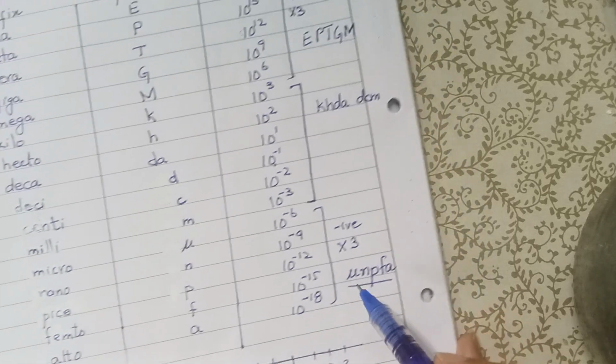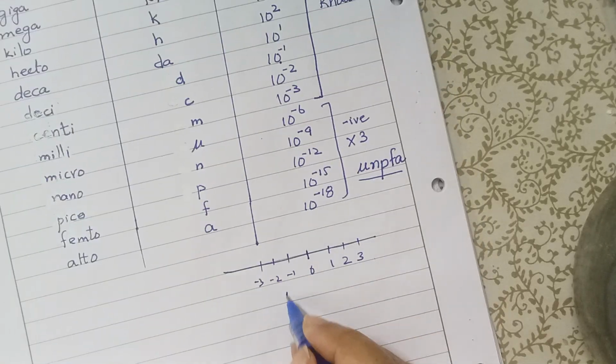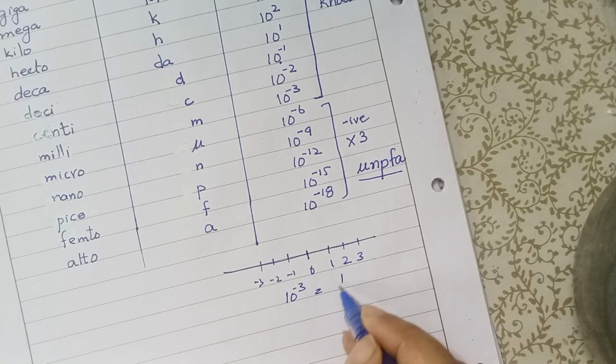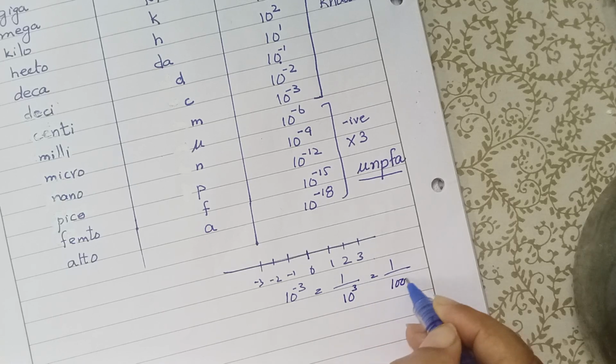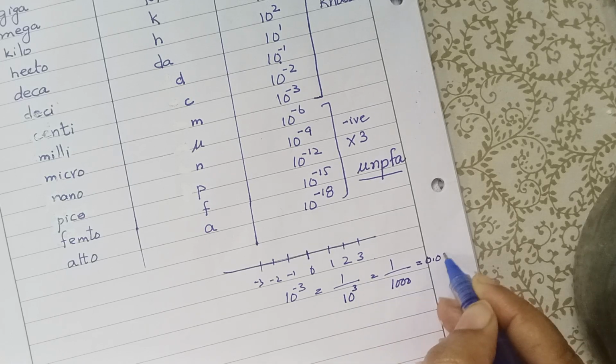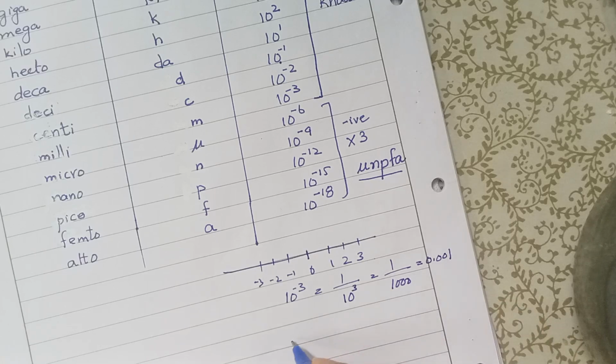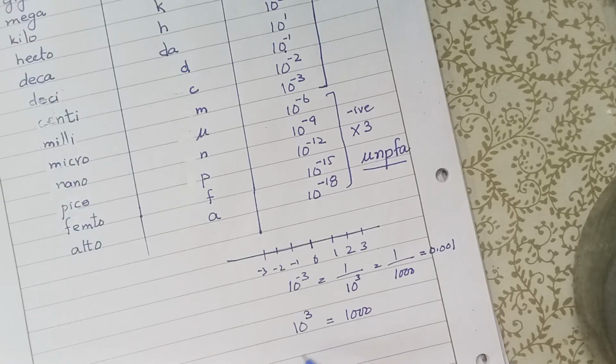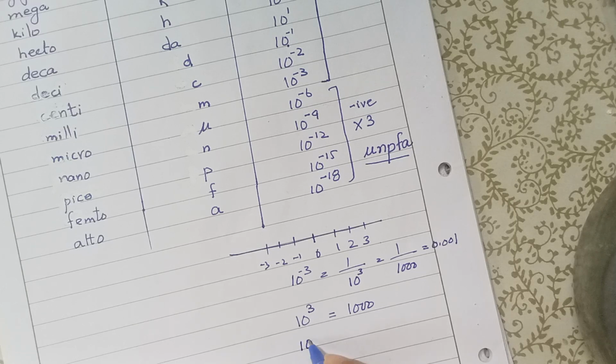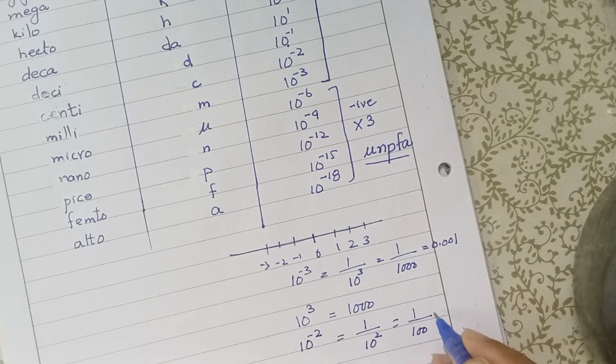Why are they smaller? You can understand it like this. 10 raised to the power minus 3 means 1 over 10 raised to the power 3, which means 1 over 1000, which means 0.001. So it is a small number. The other is 10 raised to the power plus 3, which is kilo, meaning 1000. Obviously when a number is multiplied by 1000, we get a bigger number. Similarly, 10 raised to the power minus 2, which is centi, means 1 over 10 squared, which is 1 over 100, or 0.01. It is again a small number.